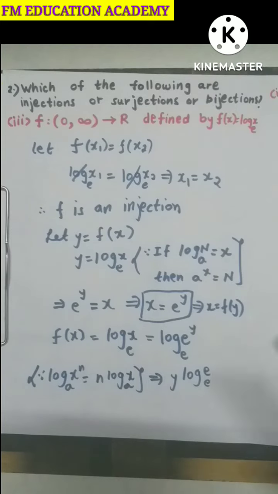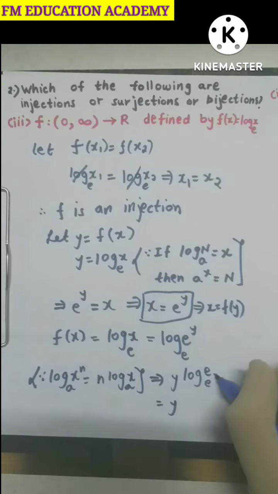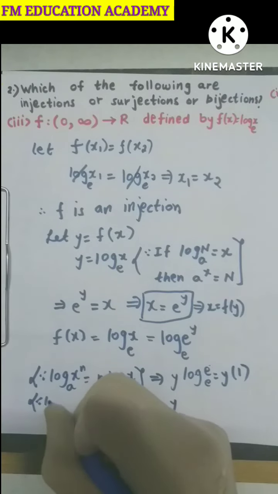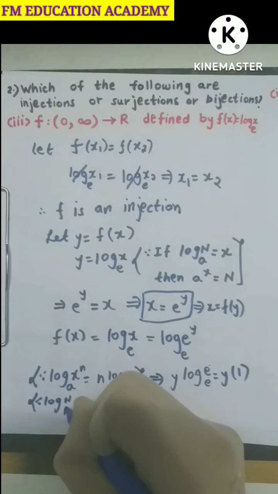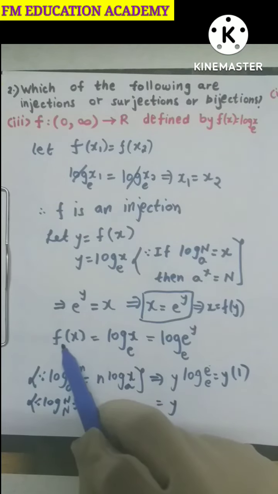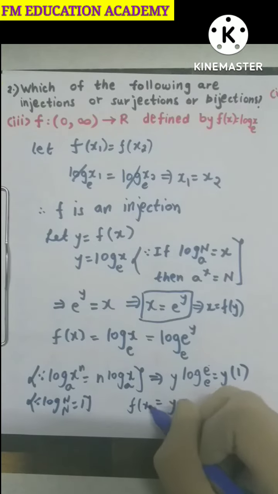So this is again the form of log n to the base n. What is log n to the base n? Log n to the base n is 1. So we have y into 1. Why are we writing y into 1? Because we know log n to the base n is 1. I'll write that formula: log n to the base n is 1. So LHS was f of x and RHS we got is y. That is, we got to know that f of x is equal to y.